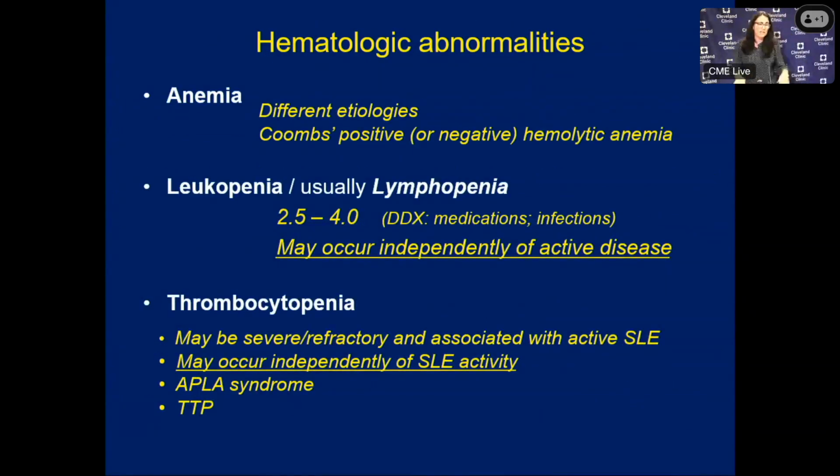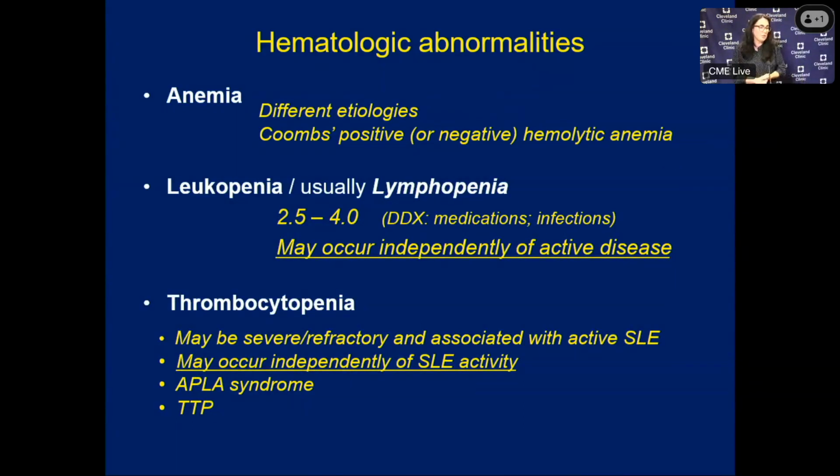Now, hematologic abnormalities are very common with lupus, with all lines can be affected. Anemia, leukopenia, which is usually reflecting lymphopenia, can be seen. And some of the cytopenias, especially leukopenia and thrombocytopenia, may occur independently of active disease. In other words, they may be present when the patients are considered to be in remission.